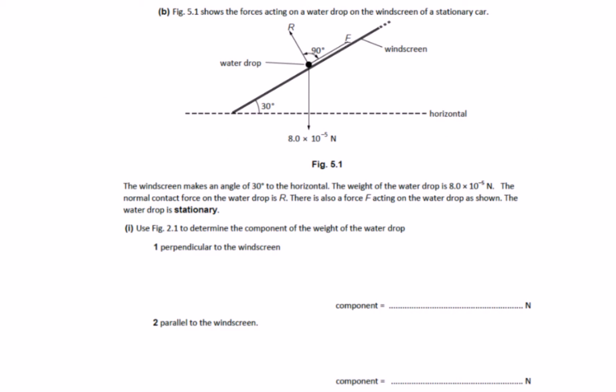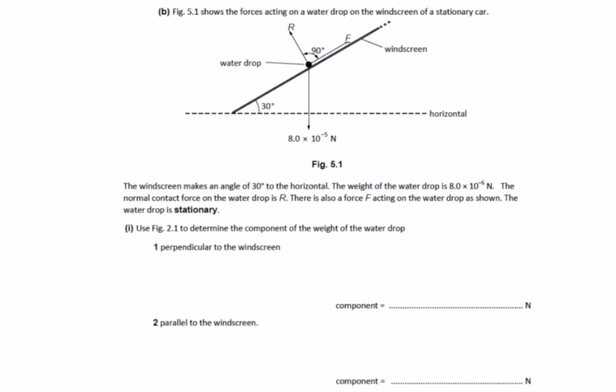Okay, now let's look on to part B, a bit more complicated than this one. So we've got a figure, and it's showing a raindrop, or a drop of water on a windscreen of a stationary car. We've got some forces. We've got the weight of the raindrop, which is 8 times 10 to the minus 5. We've got some friction holding it up, and we've got a normal contact force there, and it's telling us that the raindrop is stationary.